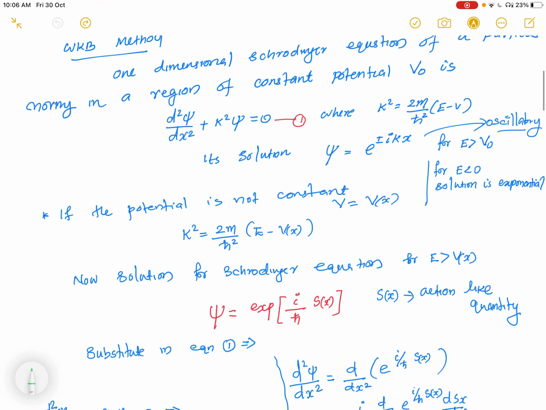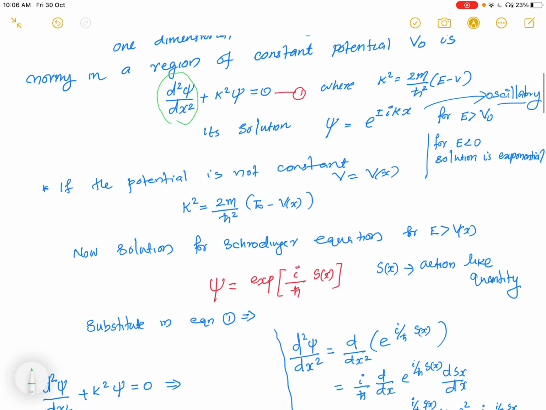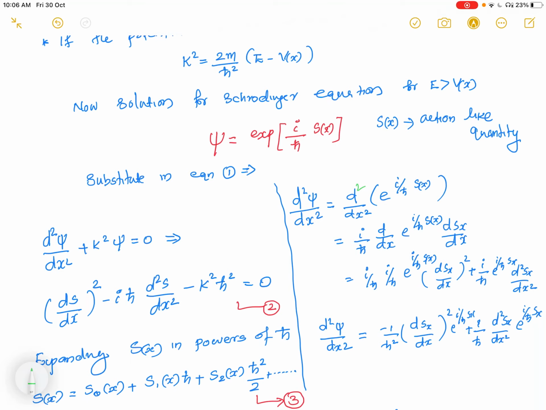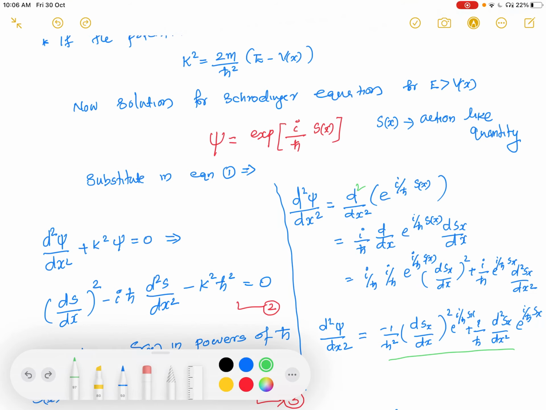First of all, I need to find d square by dx square. So d square psi by dx square is the second derivative of e power i by h cut s of x. I take the first derivative first, then apply the product rule, and I get a result like this. You can do this one, a simple differentiation.